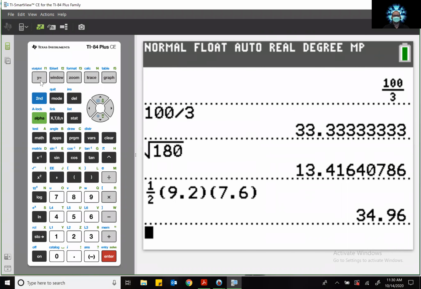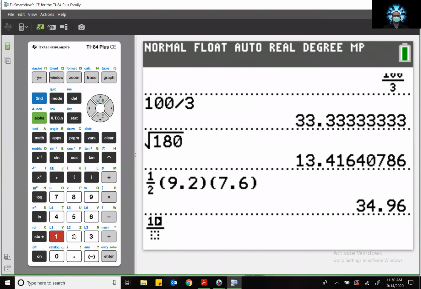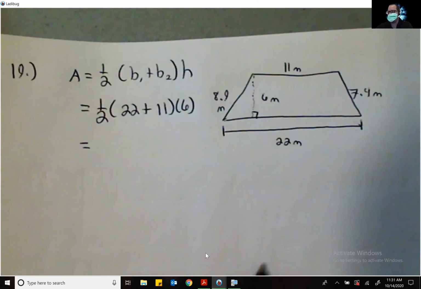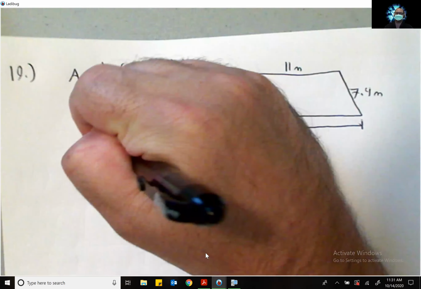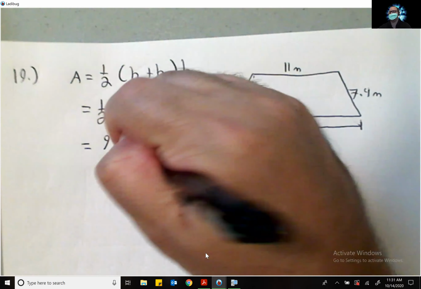So alpha y equals 1/2, 22 plus 11, close it, and then another parenthesis for the 6. And what's our answer? 99. 99. So 99, what's the label? Meters squared. Meters squared, because it's area.